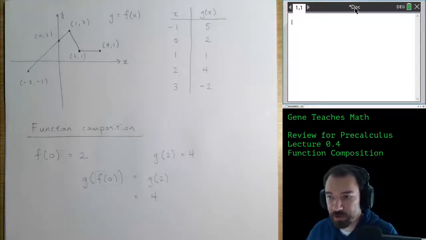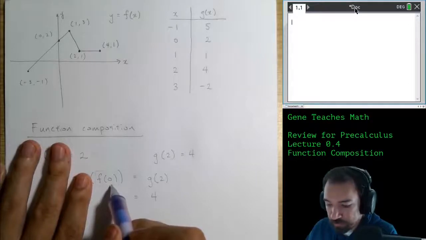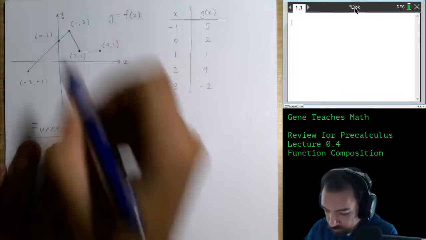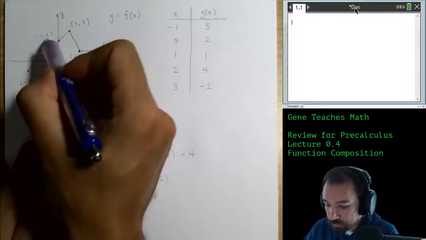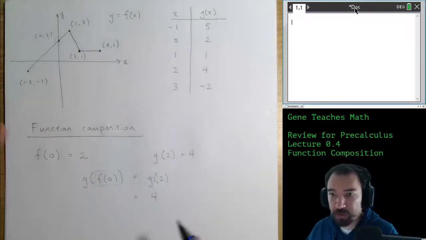But what does that actually mean? So that means from the middle, we use 0 as the input for f. So now we're here. We have an output. That output, 2, becomes the input for g. So we would look for that number over here, and we say the final output is 4.